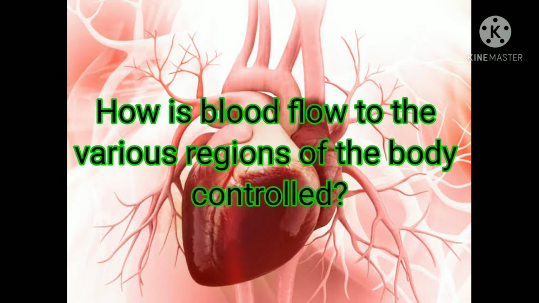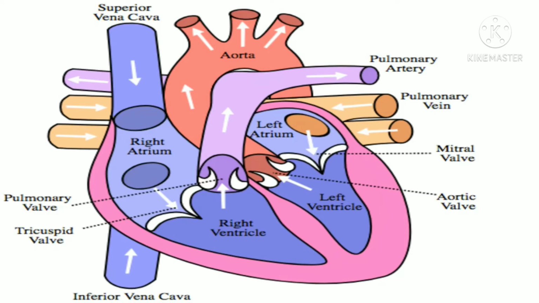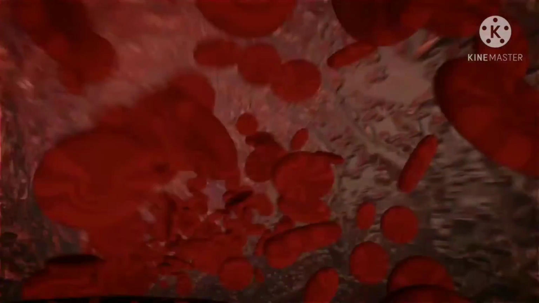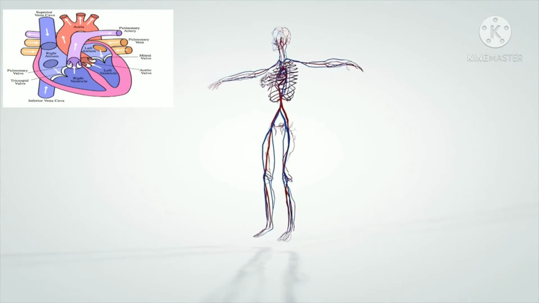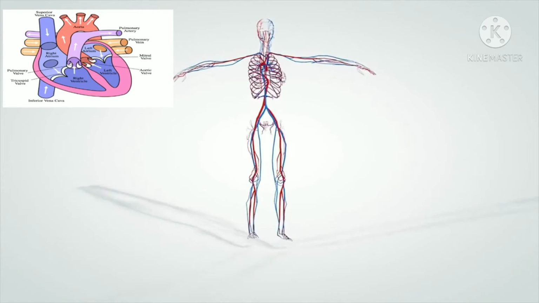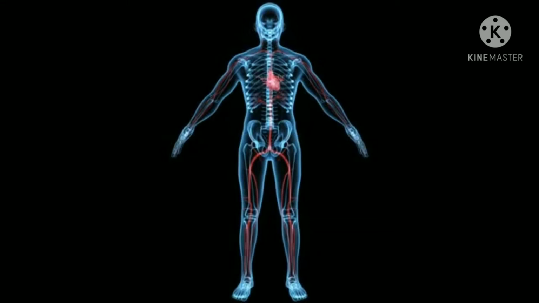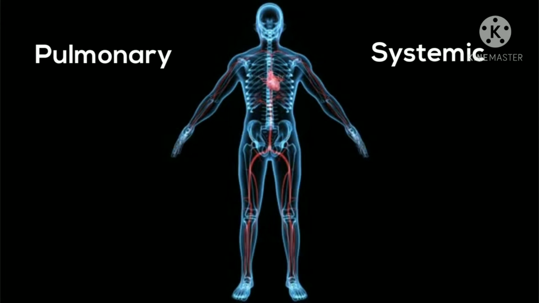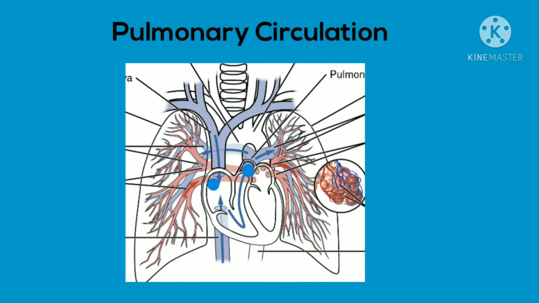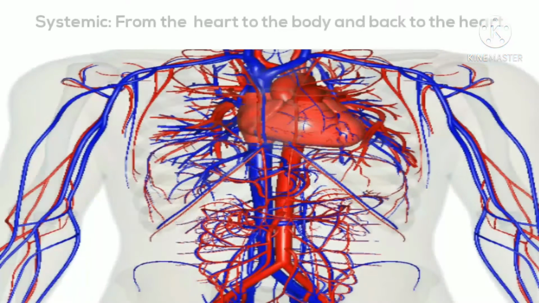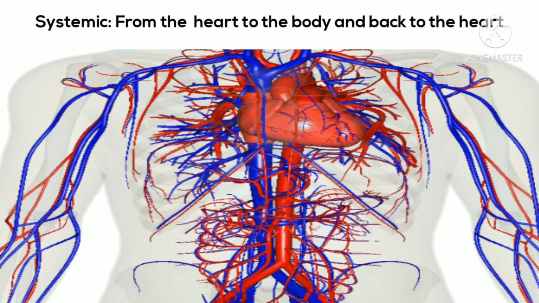How is blood flow to the various regions of the body controlled? Making this possible are the heart, blood vessels, and blood. The heart pumps blood in order to move nutrients, oxygen, carbon dioxide, disease-fighting white blood cells, and hormones to and from the cells in the body. The circulatory system has two main types of circulation: the pulmonary circulation and the systemic circulation. Pulmonary circulation travels from the heart to the lungs, where your blood picks up oxygen, and then back to the heart. Systemic circulation is from the heart to the rest of the body.